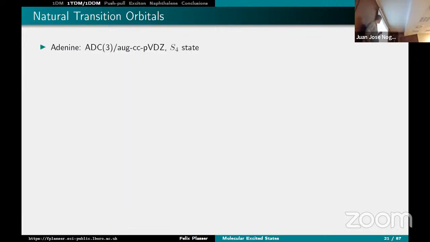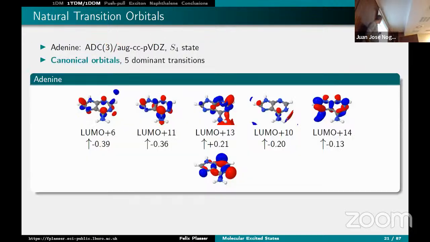As an example here, if you have some diffuse basis functions and we have the S4 state, and we look at the excited state in canonical orbitals, it looks like this. We start out in this non-bonding orbital, and then we go into all these high-lying orbitals. And now the question is, what is the state character here?